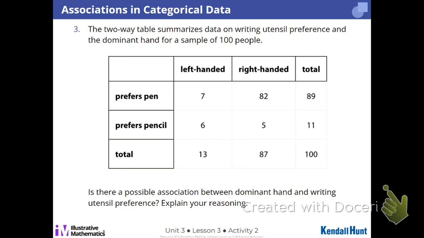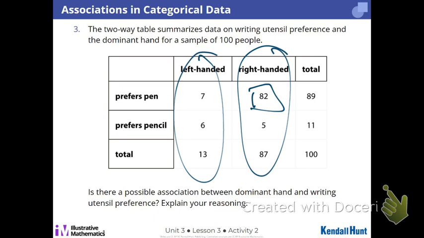Well, you wouldn't need more. Why do you think fewer left-handers were asked the question? Because there are fewer lefties. Now, for right-handers, there's definitely an association. They prefer pen at a very high rate. Left-handers are almost split.